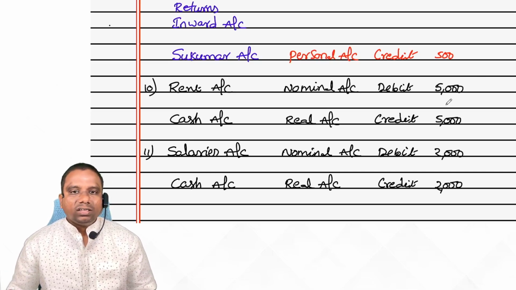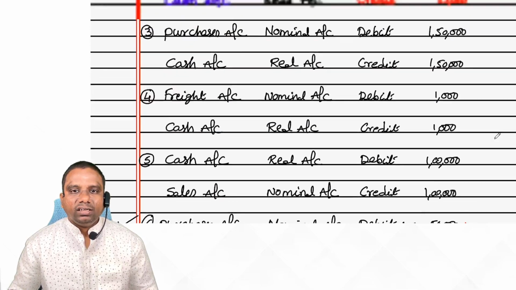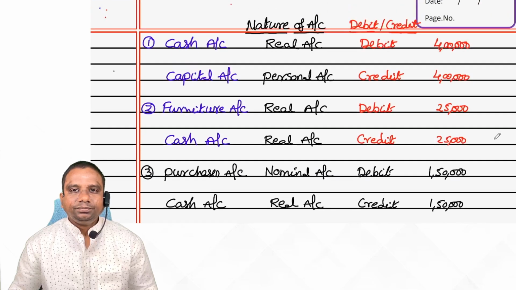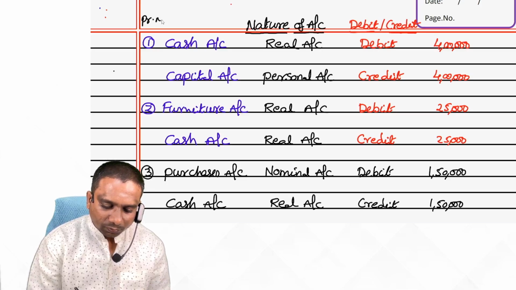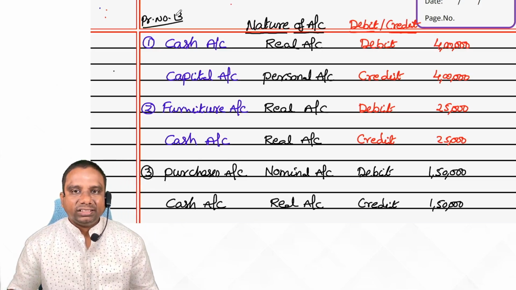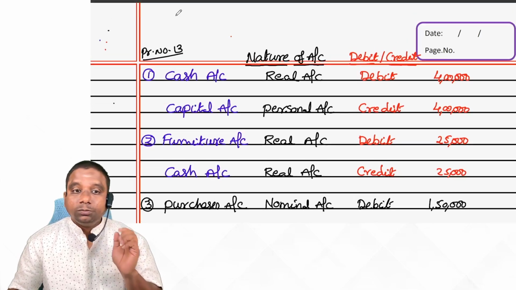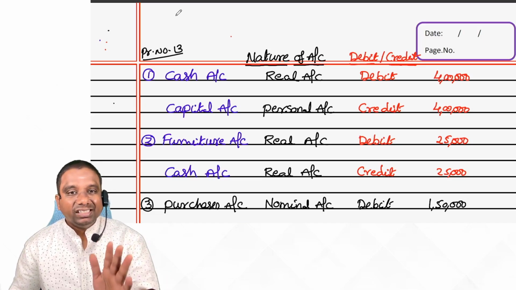Now, all the transactions we have analyzed like this. Yes or no, students? This is the problem in analysis of transactions. By which approach? Traditional approach. Okay.